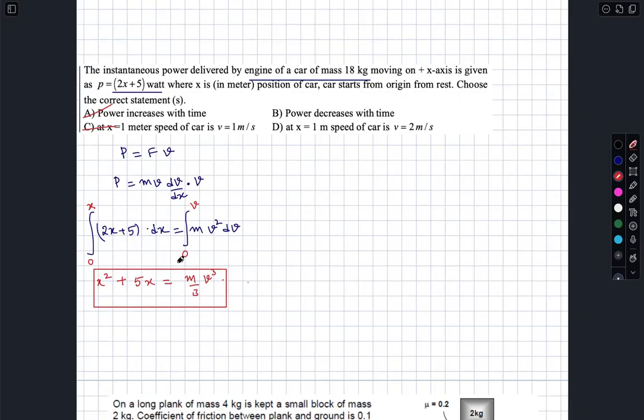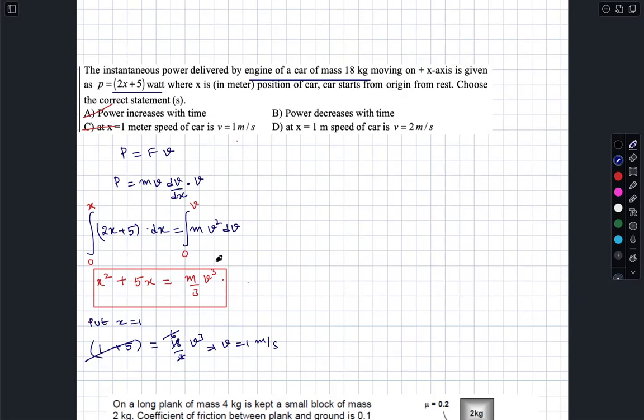And one more important point: you can answer option C with this data. How? Now put x = 1 in this. 1 + 5 = 18 by 3 times v³. 3 sixes, and 6 and 6 cancel. This implies v = 1 meter per second. At least one option you can use in this.